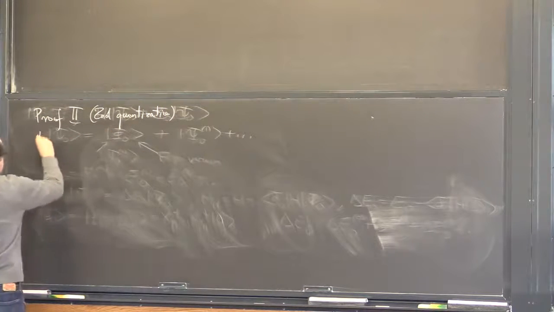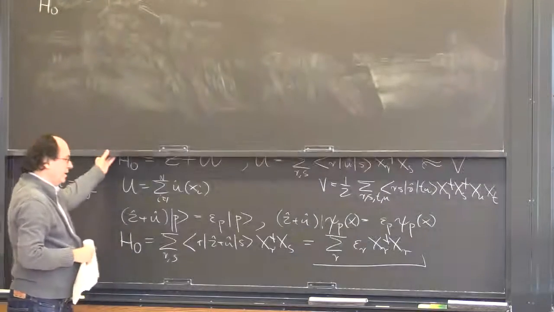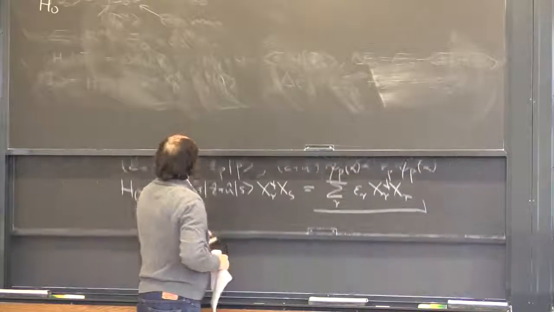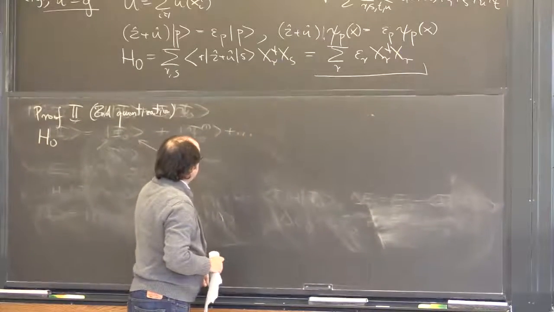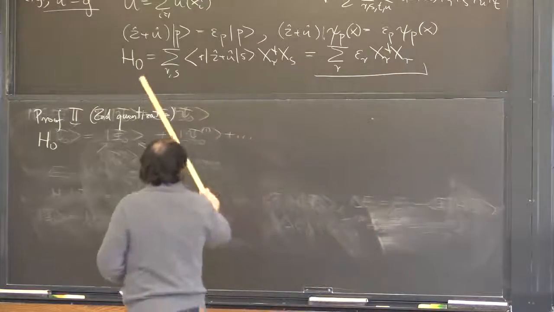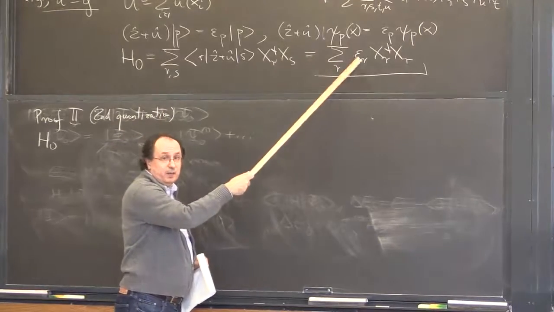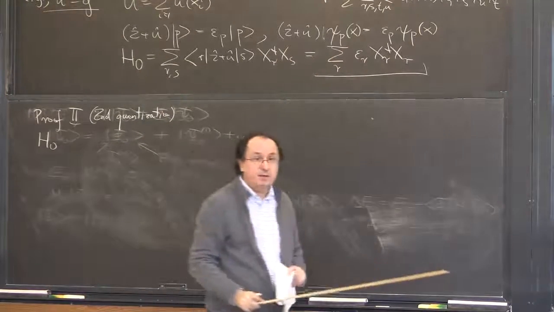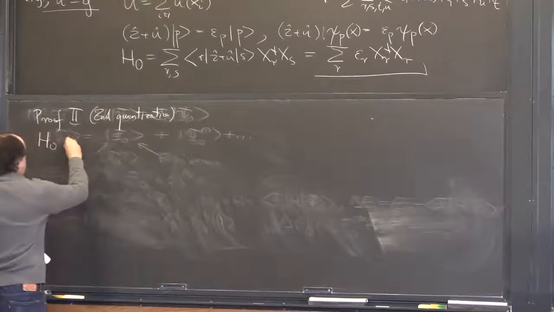Well, in that case, I don't know if I already erased it. In this case, we still have the basic definitions visible to us. If, as I said already, the Hamiltonian H0 can be written in this way, where we only have diagonal matrix elements defined by single-particle energies epsilon r, I'm going to use this information.